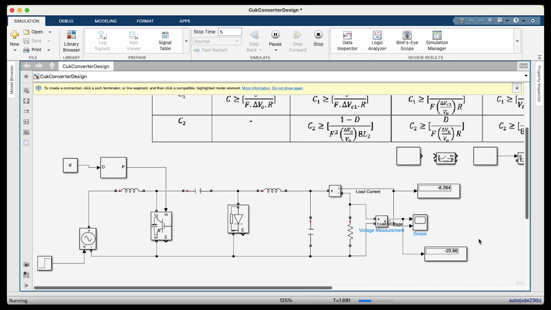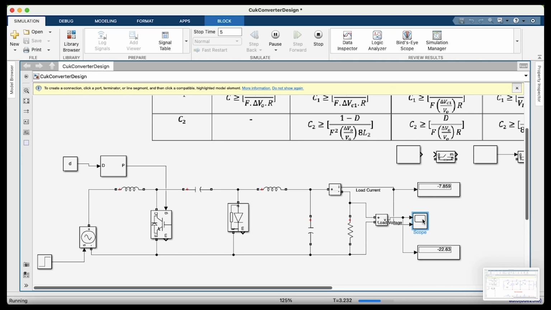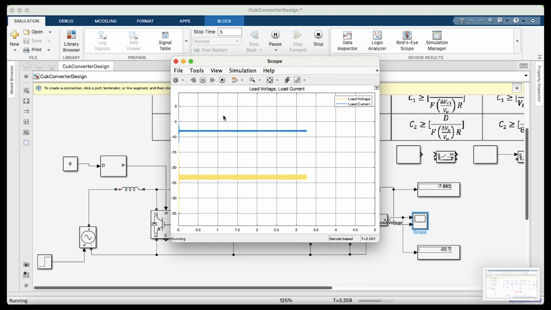So this simulation is designed for 200 watts. So look at the waveforms of the Cuk converter. You can see here it is nearly equal to minus 8 and also minus 23 to minus 24. This yellow color indicates the load voltage, and this blue color indicates what? Load current.